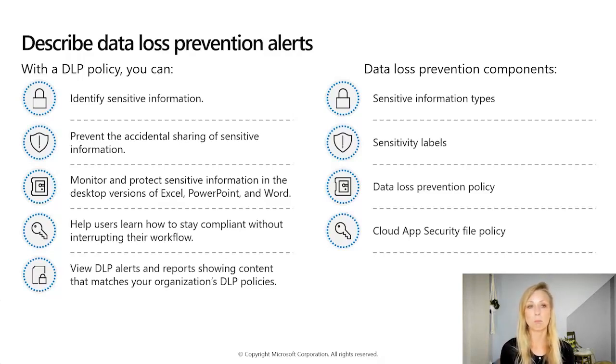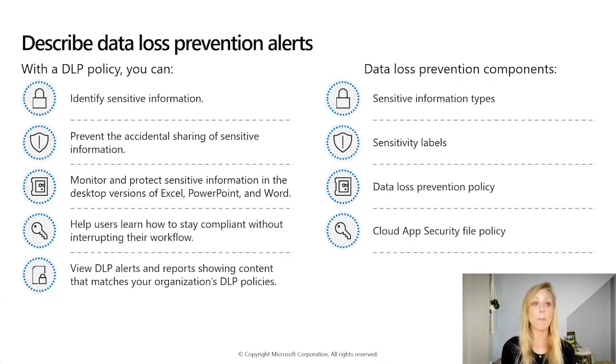For example, you could identify any document containing a credit card number that's stored in any OneDrive for Business site, or you could monitor just the OneDrive of specific people. You can prevent the accidental sharing of sensitive information. So, for example, you can identify any document or email containing a health record that's shared with people outside of your organization, and then automatically block access to that document or block the email from being sent.